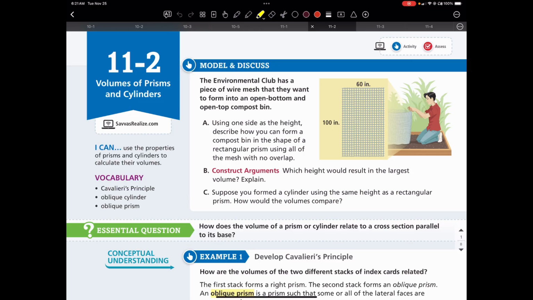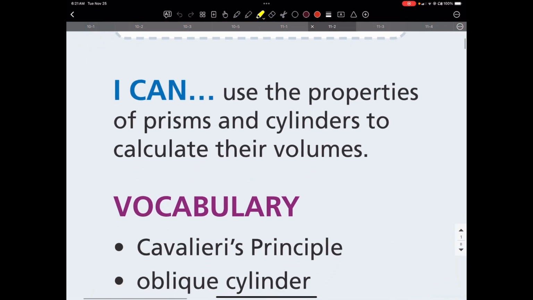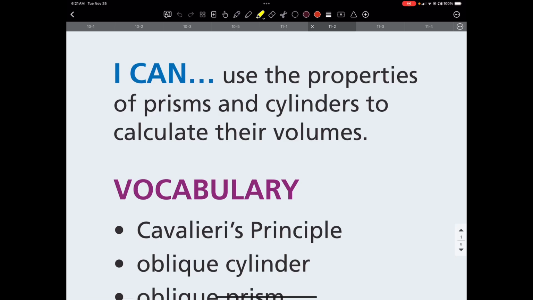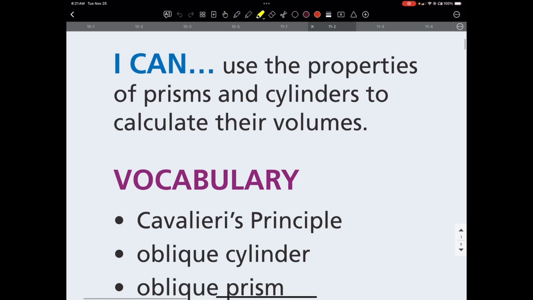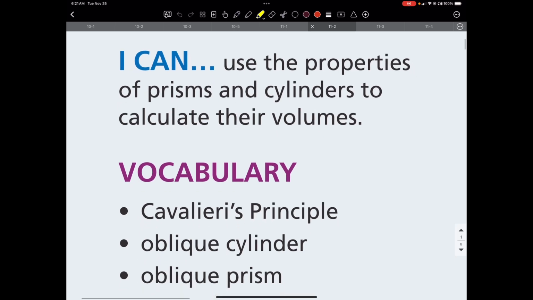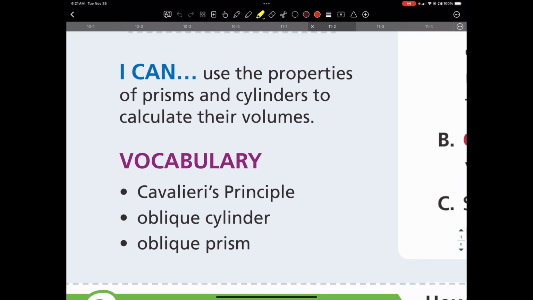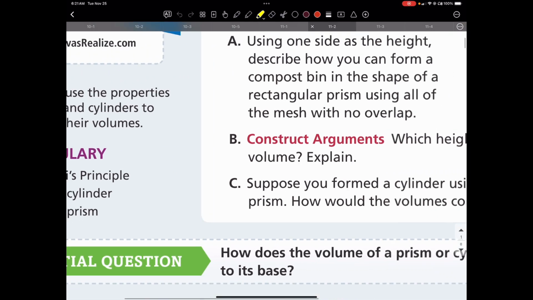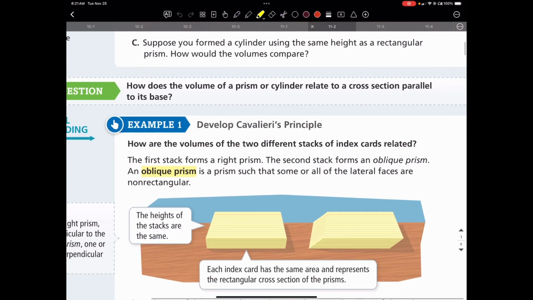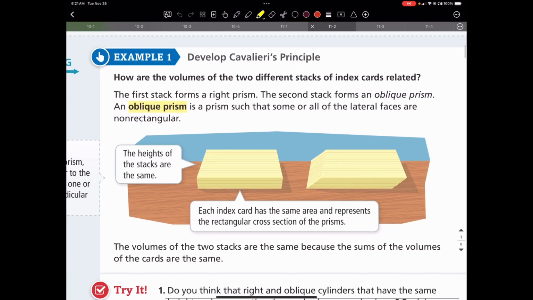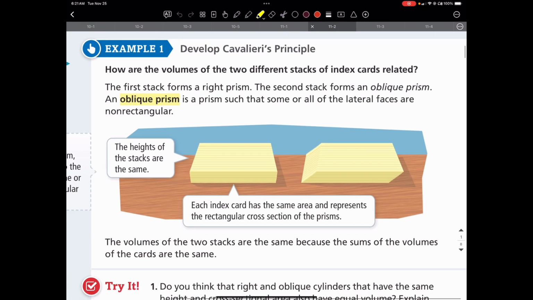All right, so the I can statement for this lesson is: I can use the properties of prisms and cylinders to calculate their volumes. And there are three new vocabulary terms: Cavalieri's principle, oblique cylinder, and oblique prism. We're going to talk about what those things are. I just want to get to some of the examples right away with the definitions in them. So example 1, develop Cavalieri's principle. How are the volumes of the two different stacks of index cards related?